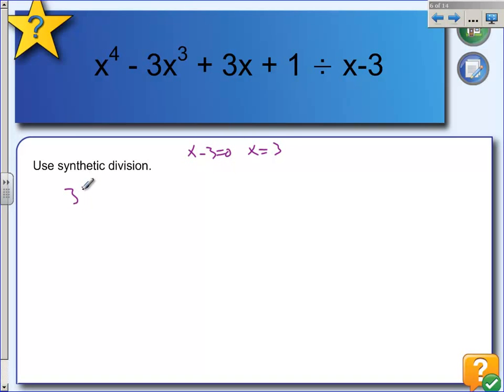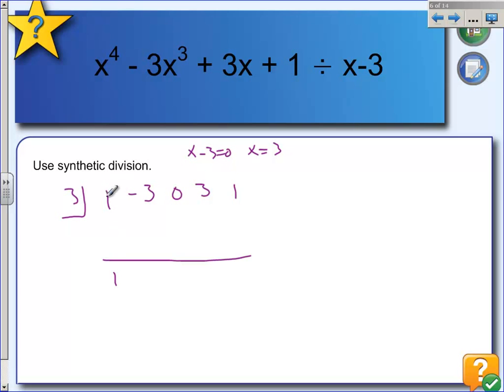So we're going to put a 3 in a box, and then we're going to do the coefficients straight across, making sure it goes in descending order. Notice here these go to the 4th, to the 3rd, and I'm missing a squared term. So I'm going to put a 0 as a placeholder for that. So I've got 1x to the 4th minus 3x cubed plus 0x squared plus 3x plus 1. So put those straight across. Leave a space, do a little bar. Okay, let's drop this 1 down.